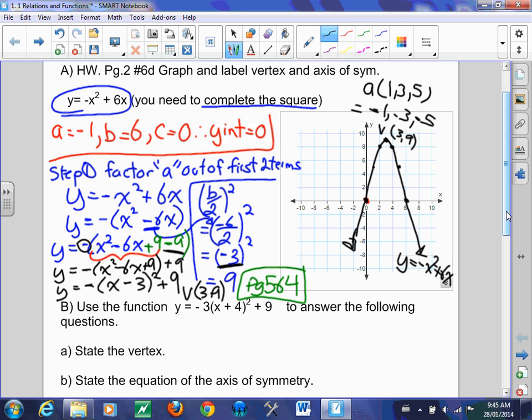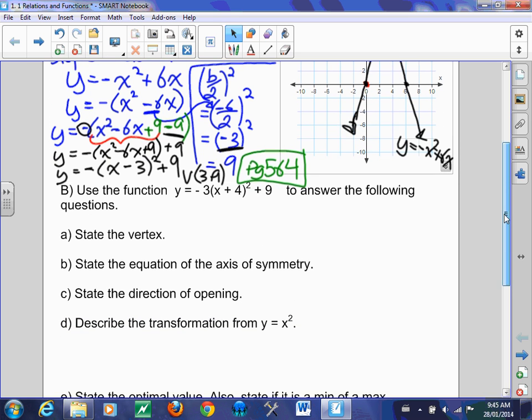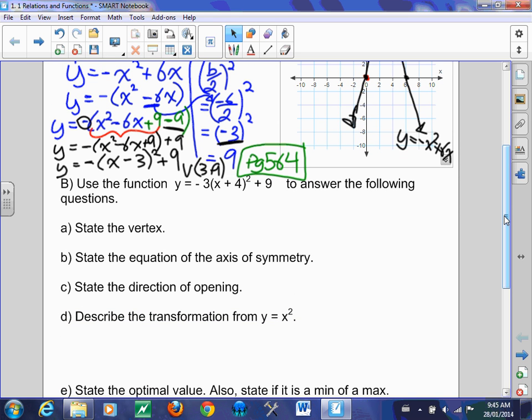All right. So hopefully you guys have a good understanding of that. Again, if you need completing the square, see page 564. I'll probably reference that in our lesson as well. All right, example B, part B. Use this function here to answer the following questions.